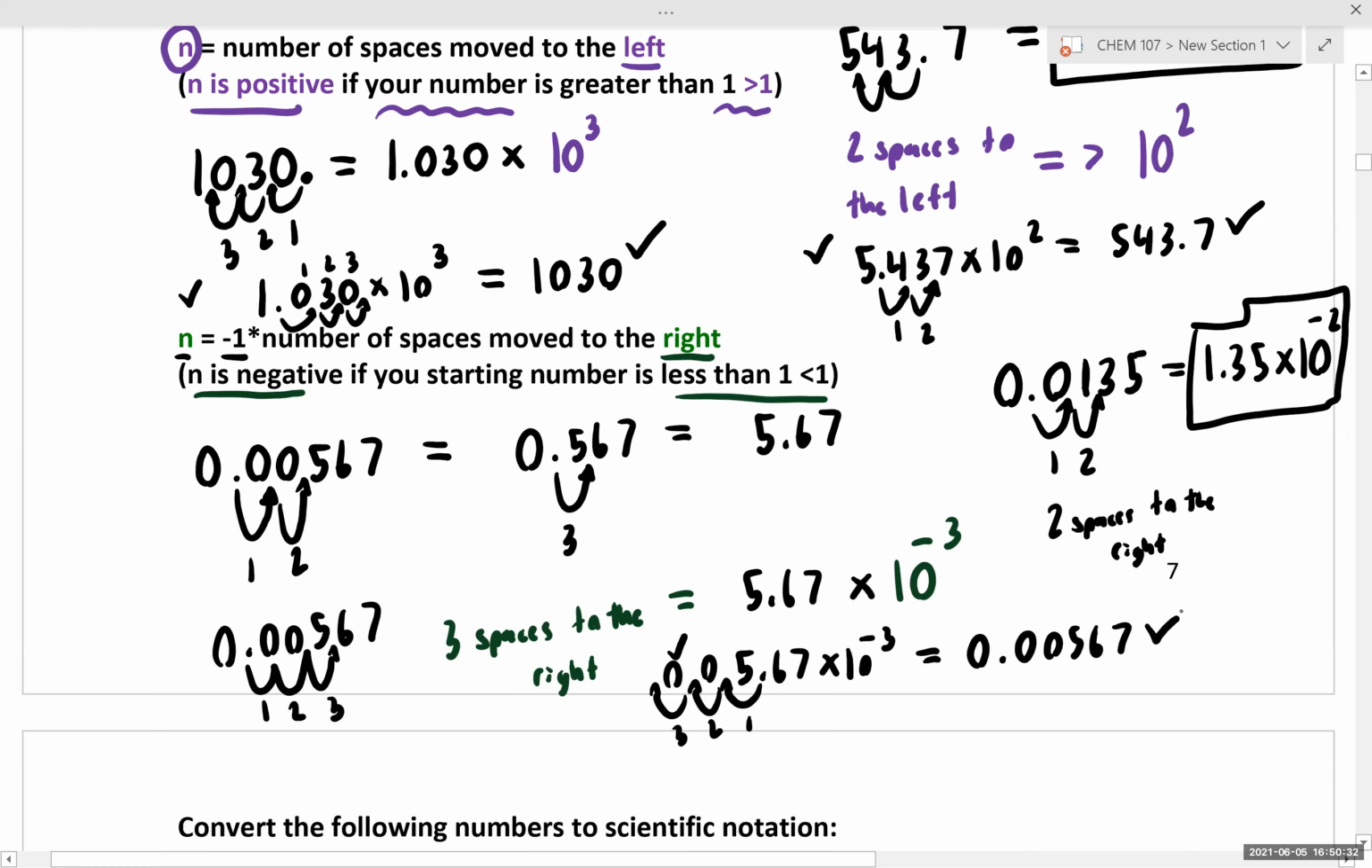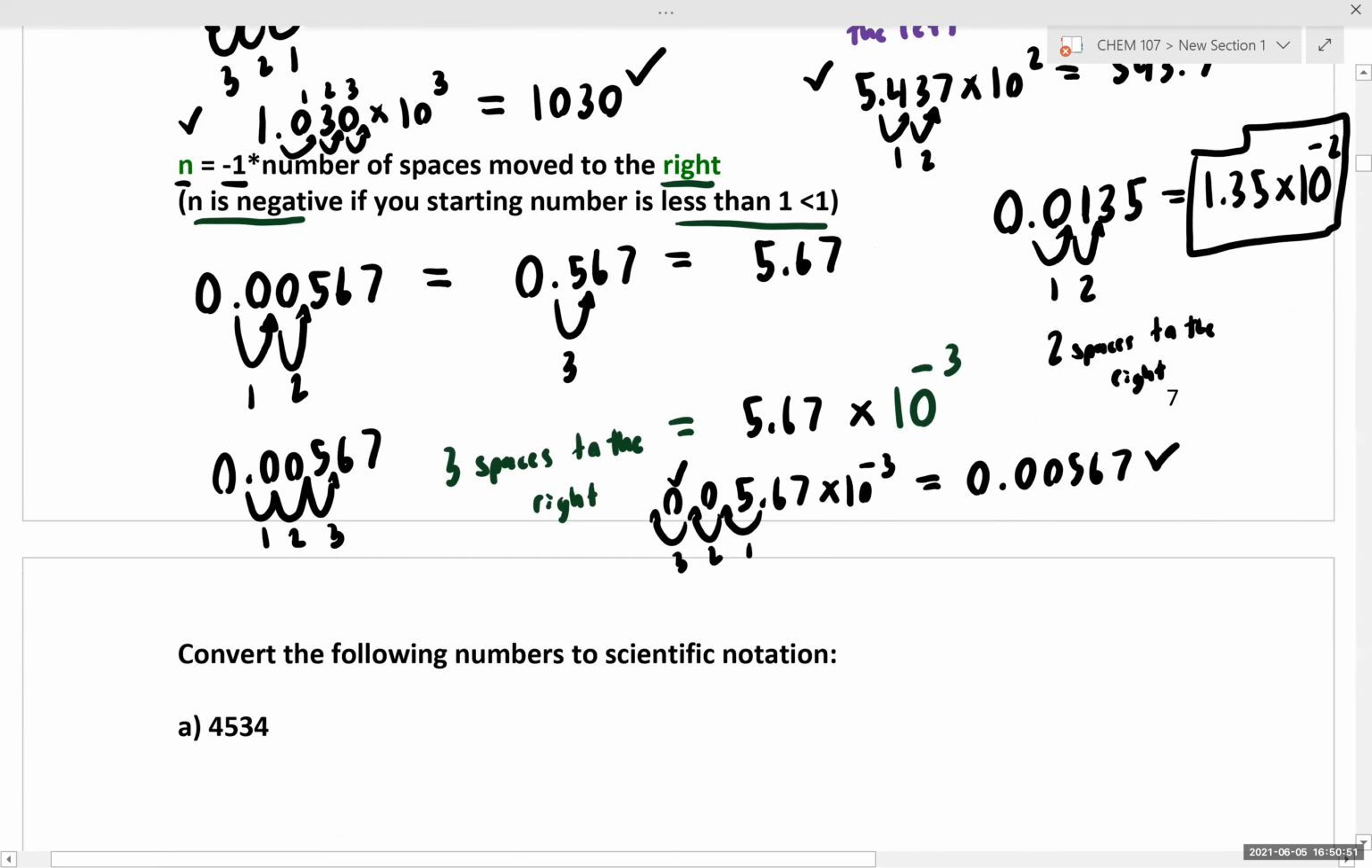So as you can see, we can take any number and write it in scientific notation and then double check that we've converted the number correctly into scientific notation using our rules for multiplying by positive and negative powers of 10.